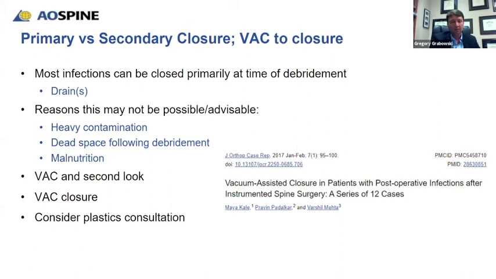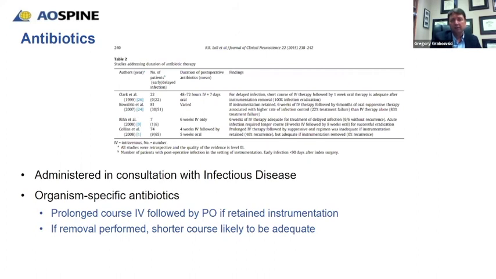The other thing to do in those large dead space cases is consider a plastics consultation, because a flap coverage can not only help with the dead space, but can also increase your vascularity to an area and ultimately in that way help with clearing of infection. So after you've left the operating room, treatment with acute empiric broad spectrum antibiotics, until we have our intraoperative cultures come back, is appropriate.